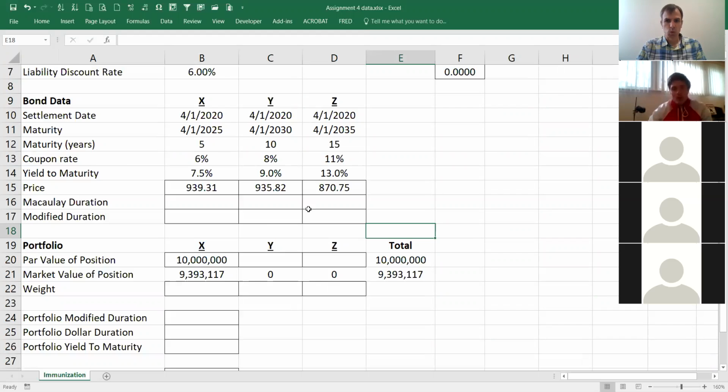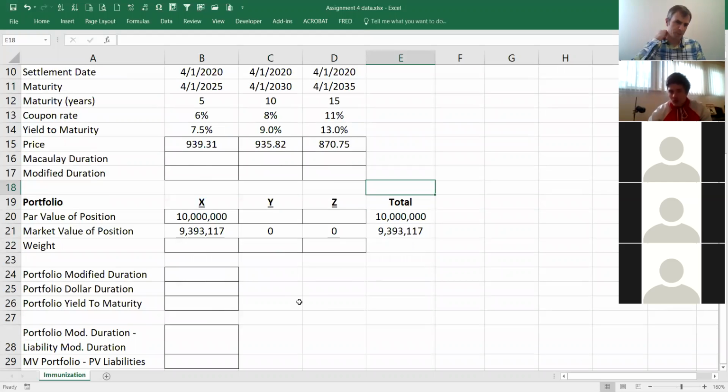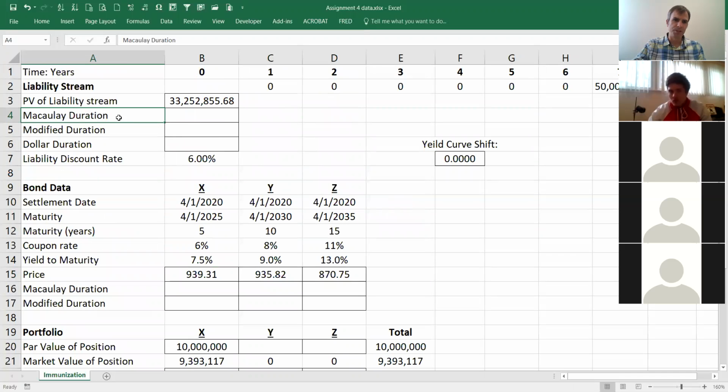Oh yeah, one more question, sorry. Sure, yeah. There is also a part that says make sure the portfolio is immunized to small changes in interest rates. Is that something we should really be concerned about, or what does it even mean? So if a portfolio is immunized to small changes in interest rates, that just means that the modified duration is equal to the liability stream modified duration, and those two conditions hold.